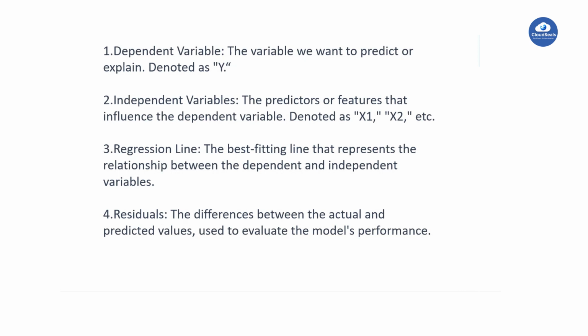What is the difference between the actual price and the predicted price? That is 50,000. That is the error our model gives to the price value. That type of error is nothing but what we call residuals. The residual is the difference between the actual value and predicted values, used to evaluate the model performance.